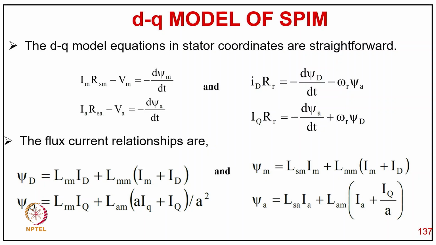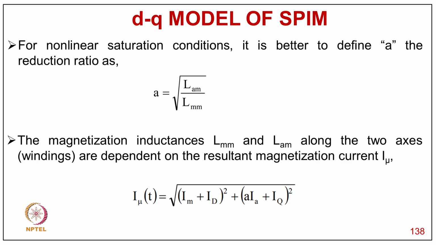The flux will be phi m equal to LSM IM plus LMM in brackets IM plus ID, and phi A equal to LA IA plus LAM in brackets IA plus IQ upon A. So these are the fluxes with the four windings, two on the stator, M and A, and D and Q windings on the rotor equivalent. For the nonlinear saturation characteristic, it is better to define the reduction ratio A equal to the square root of LAM upon LMM, and the magnetizing inductances LMM and LAM along the two axes are dependent on the resultant magnetizing current I mu.